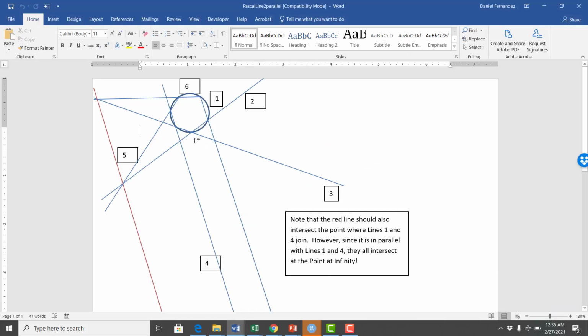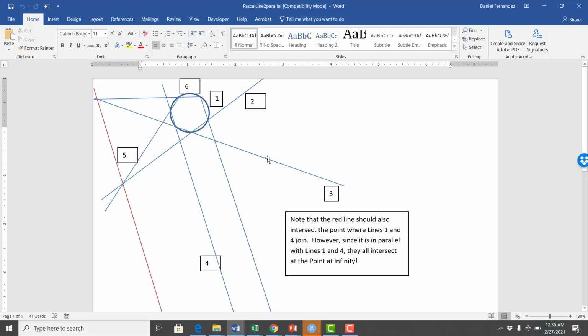Here's a case where I went through that and came up with a case where we actually had parallel lines. So in other words, this is line 1 right here, and this one here is line 4. They're parallel, so they never meet. But where they meet is actually way down here at the point at infinity, or if you like, way up here at the point at infinity. They will meet there at a point.